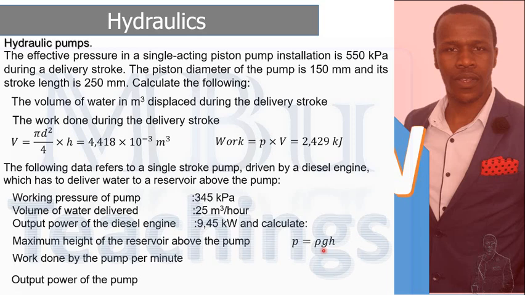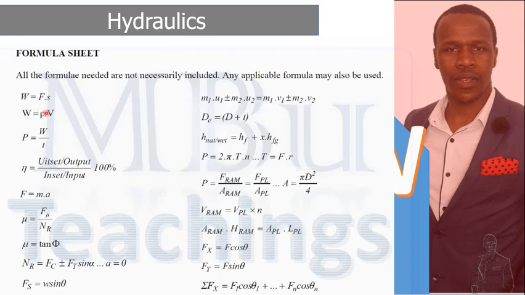Then the next question says work done by the pump per minute. Then remember what was given. We were given the volume. Okay. Before I talk about the volume, what is the formula for work done? So the formula for work done is in your formula sheet. There is the formula for work done. It is pressure times volume. So we do have pressure. We also have volume because it was given in our data.